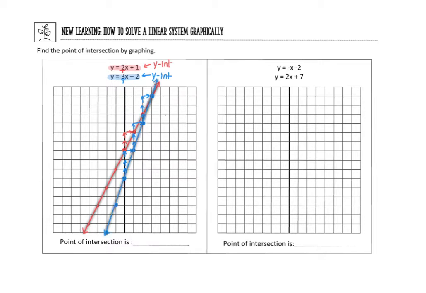We can see that when we draw our lines through these sets of points that they do cross each other at a point that's labeled in purple at 3, 7. So this is our point of intersection. Notice that it has both an x and a y coordinate within it.